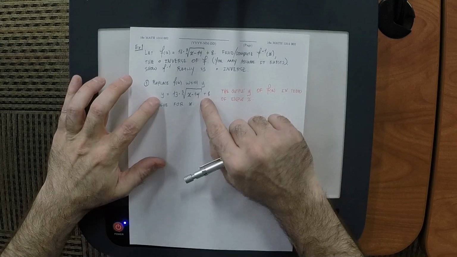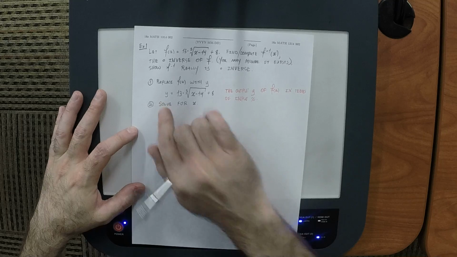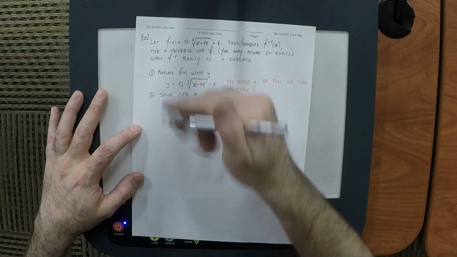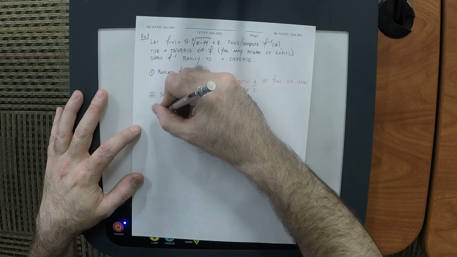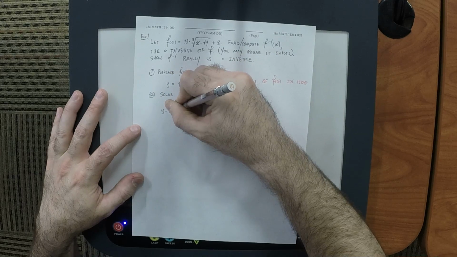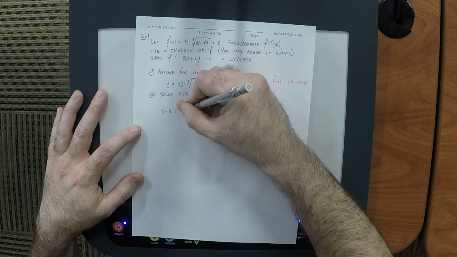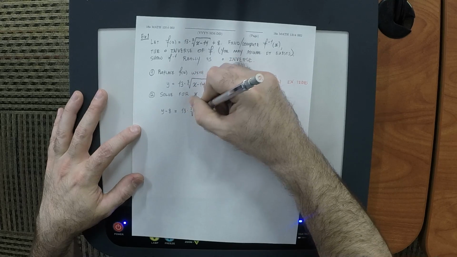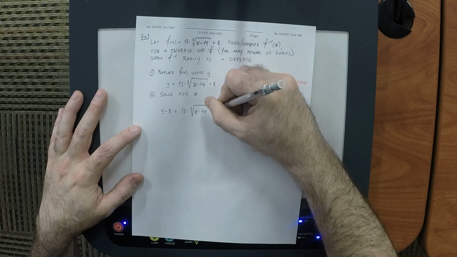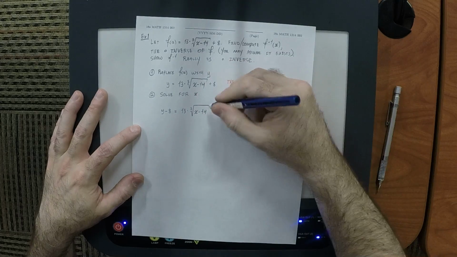Okay, so we want to solve for x. The first thing that we'll do is add 8 to both sides. So then we'll have, sorry, not add, subtract. So we'll have y minus 8 is 13 multiplied by cube root x minus 14. Already dealt with the 8.